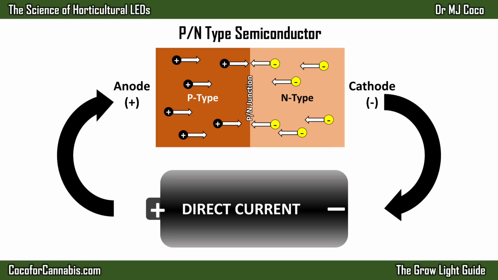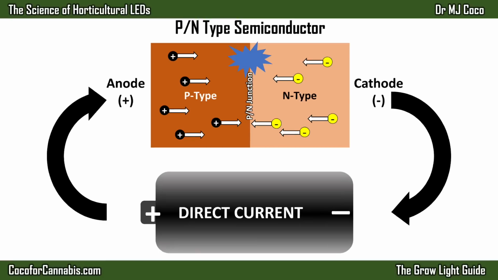When free electrons in the N-type material reach the P-type material, they need to find a hole. But here's the catch. In order to occupy that hole, the electron must move to a lower orbital level. And that's what creates light. Let's look at this even closer.